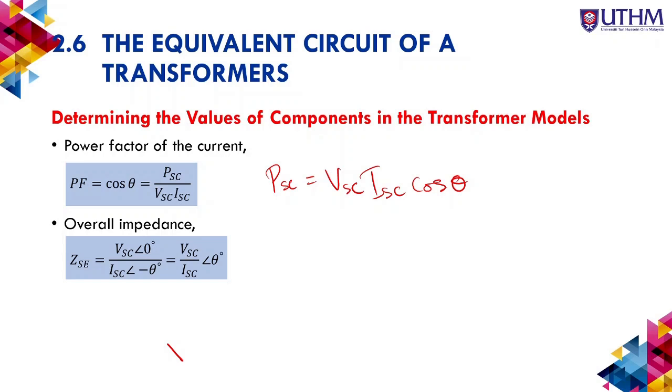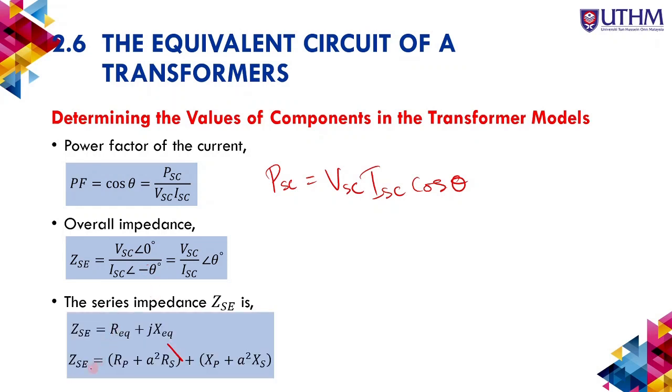Okay, so ISE yang kita dapat, dengan theta yang kita dapat tu kita kena letakkan negatif lah. Jangan lupa letak negatif sebab dia memang lag. Current tu tetap lag lah. And then the series impedance. So kat sini kita boleh dapat REQ lah. Tadi kita dapat branch untuk RC dan juga XM. So now kita nak dapatkan R equivalent dan juga X equivalent lah.